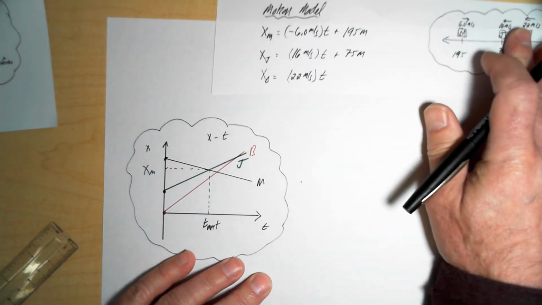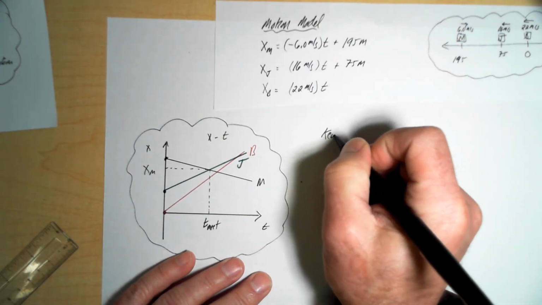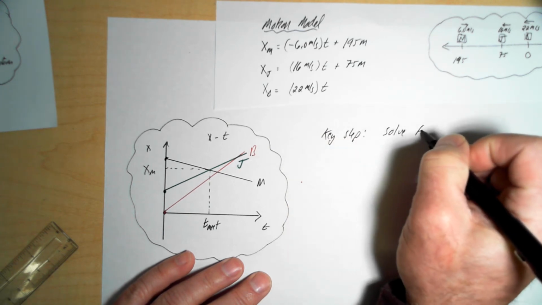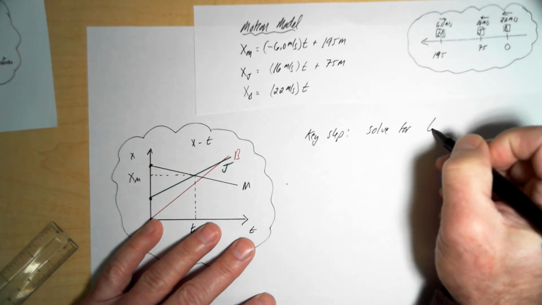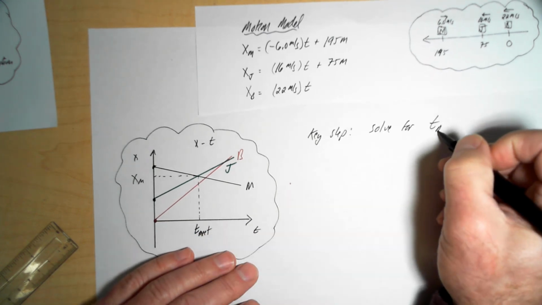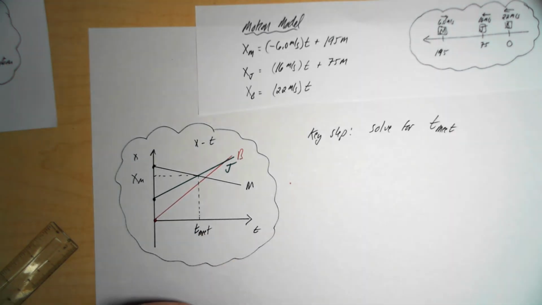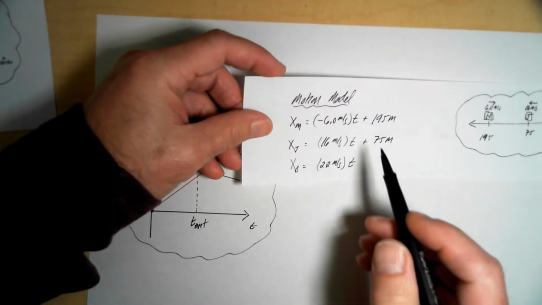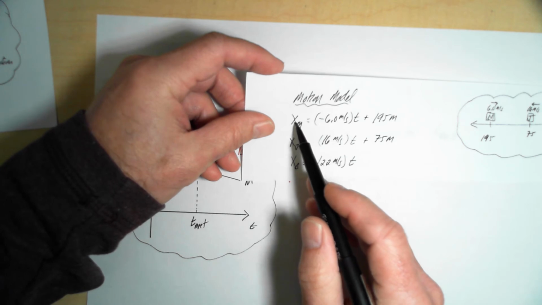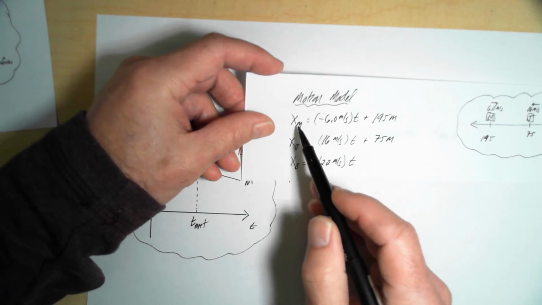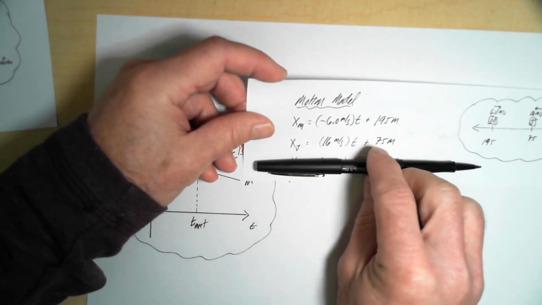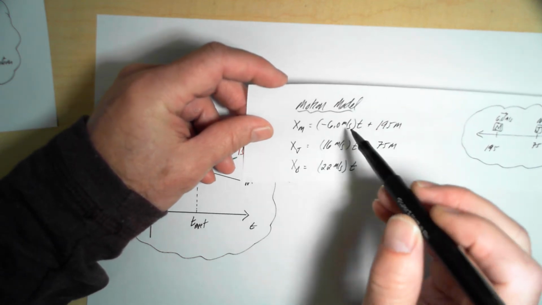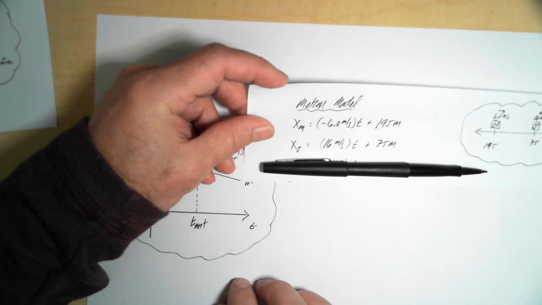The key step here is solve for time to meet. So I'm just going to call that T meet. Okay, well, let's look at our equations. I want to know when the monster and Justin are going to meet. The bus we're going to forget about for a while. We don't care about what the bus is doing until we know the time. So just don't forget that's there.